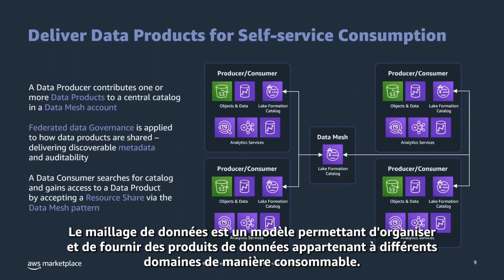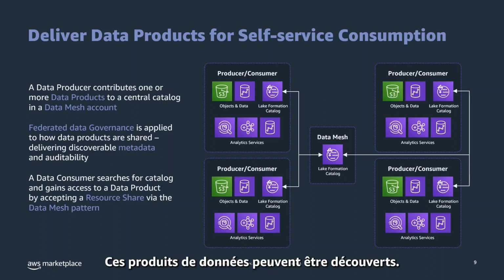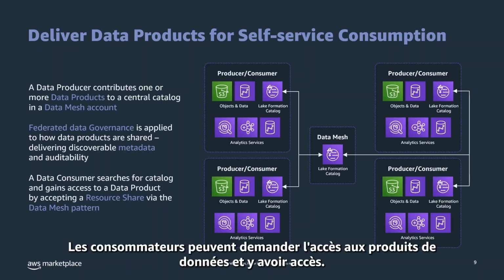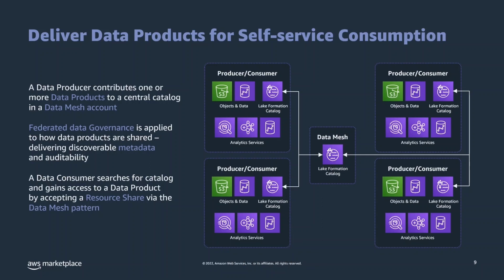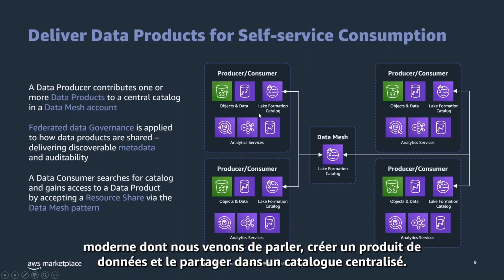Data mesh is a pattern to organize and deliver data products belonging to different data domains in a consumable way. These data products can be discoverable. Consumers can request access to the data products and gain access to them. A producer domain responsible for creating and maintaining the data product can use purpose-built services following the modern data architecture pattern that we just discussed and create a data product and share it on a centralized catalog.